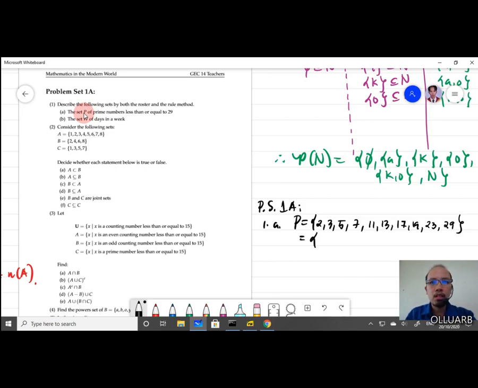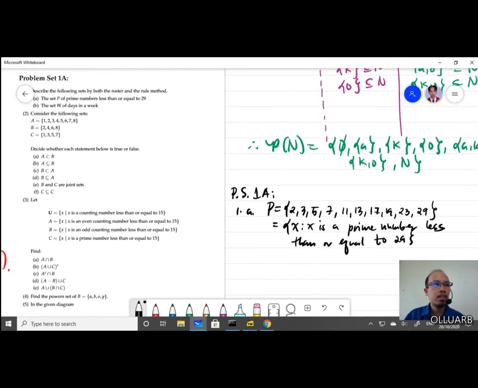So how to write this in rule method? This is the set of all x such that x is a prime number. So the plural word numbers with s becomes singular. Prime number less than or equal to 29.